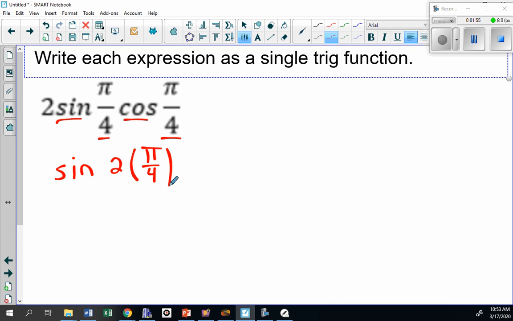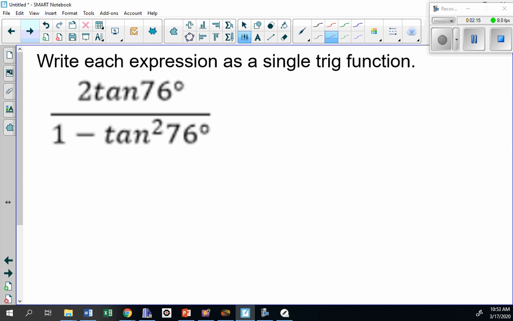Now we should simplify that as much as possible. So that cancels out to become 2 and 1. So you just get sine pi over 2. Oh, wow. That's way easier than what we were doing before. And that's it. The question's done. It's written as a single trig function.